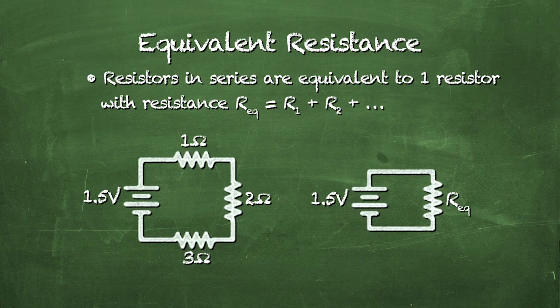Remember, when resistors are in series, there are no branches between the resistors, so that whatever current goes through one must go through the other. So those three resistors can be replaced by a single equivalent resistor whose resistance is 1 ohm plus 2 ohms plus 3 ohms, or 6 ohms. So the equivalent resistance to those three resistors is a single 6 ohm resistor. Let's show why that is the case.